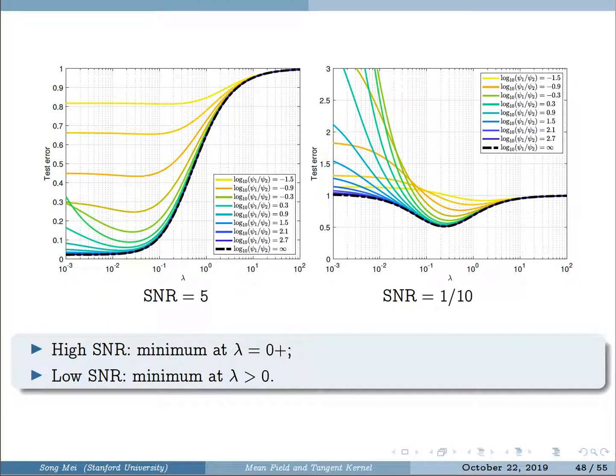In these two curves, we plot the test error versus the strength of regularization. So it's a different plot. This lambda is the regularization parameter. When it's very small, if you look at this black curve, this is when the number of parameters goes to infinity. On this black curve, when the signal to noise ratio is high, the minimum of the test error appears when the regularization parameter equals 0. That means if you don't add any regularization, this gives you the best test performance. But when the signal to noise ratio is low, then you would like to add some regularization to get the best performance. Okay, so this is our argument for the tangent kernel theory.